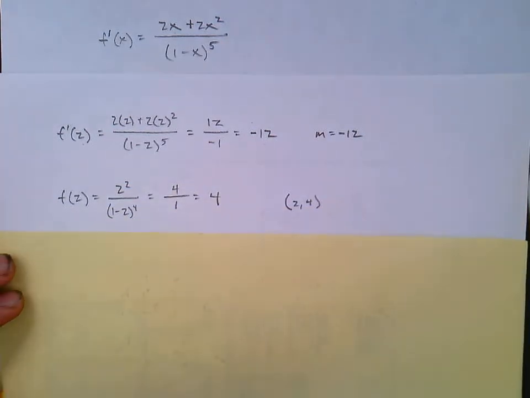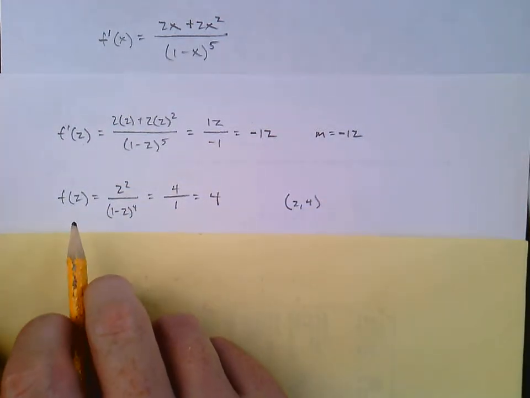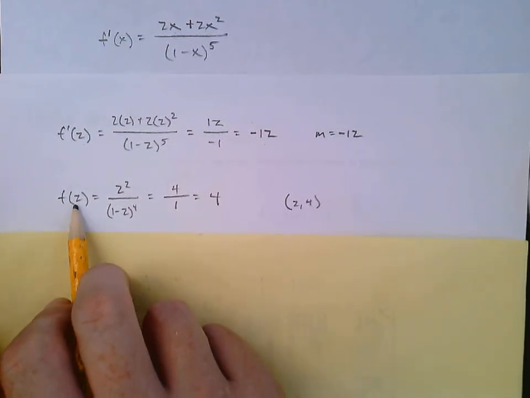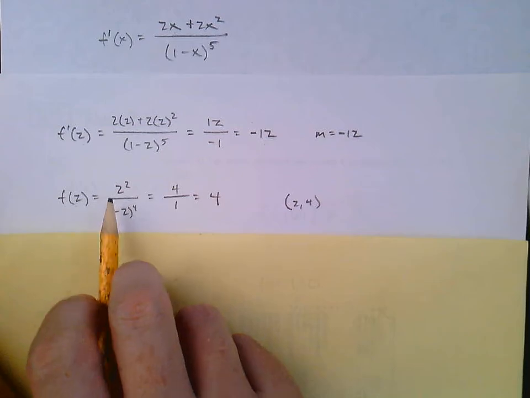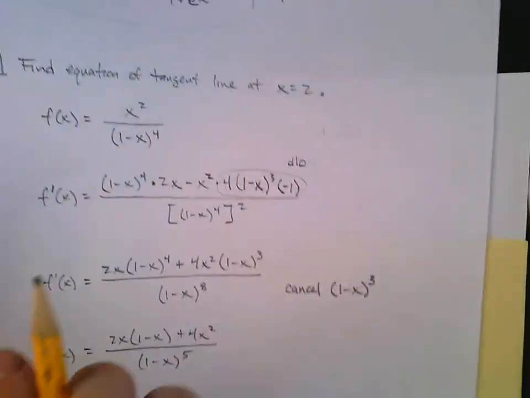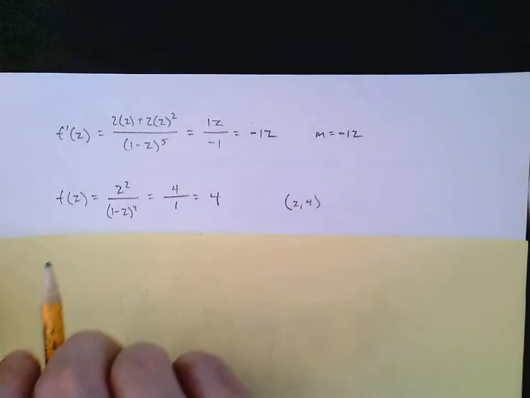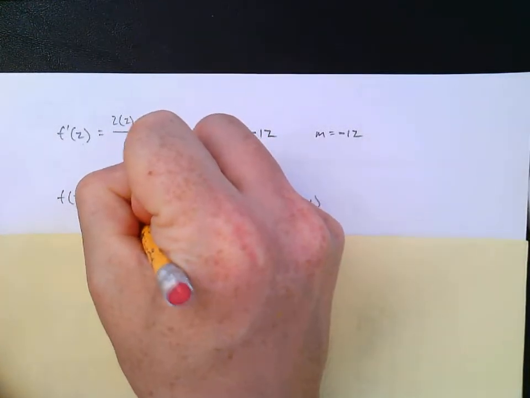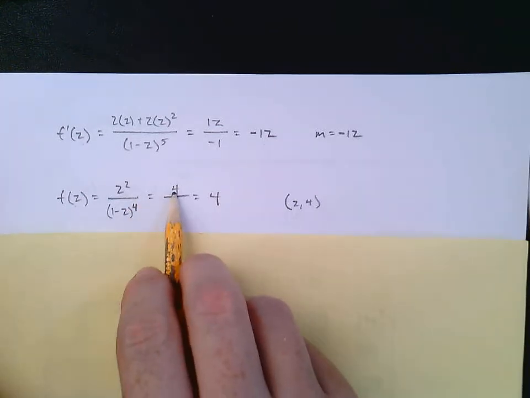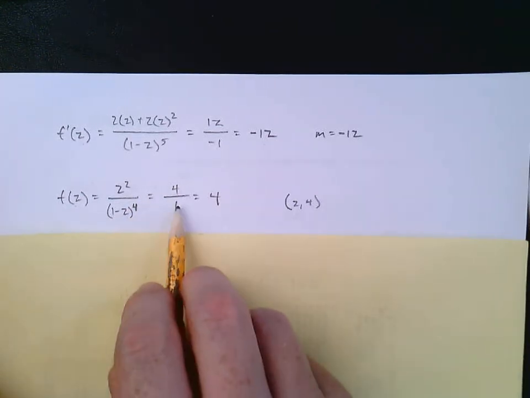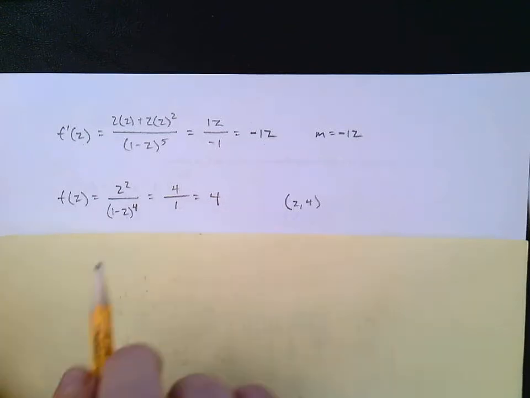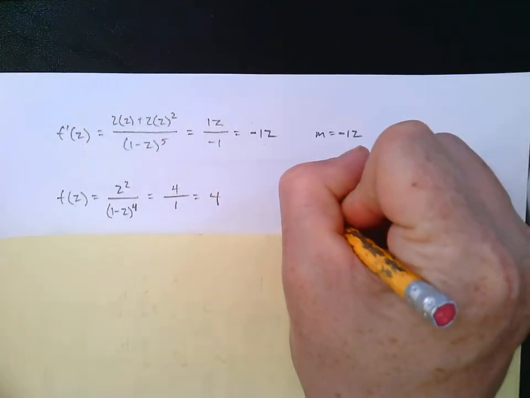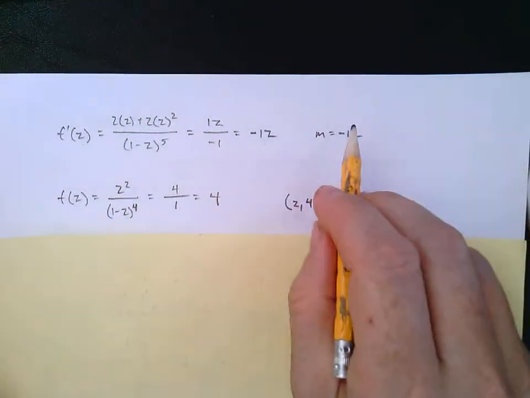And of course, we need the point that the line passes through. So we have to plug 2 back into the original function. It's well off the screen by now, but hopefully you wrote it. That guy right there. 2 squared over 1 minus 2 to the fourth. Well, that's 4. Negative 1 to the fourth power would be positive 1. So 4 over 1 is 4. So the point is 2 comma 4. So we have our slope, we have our point.